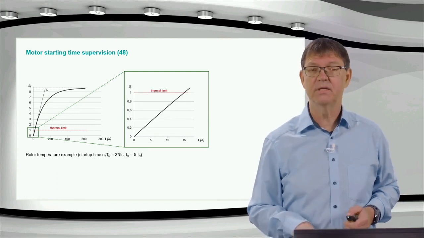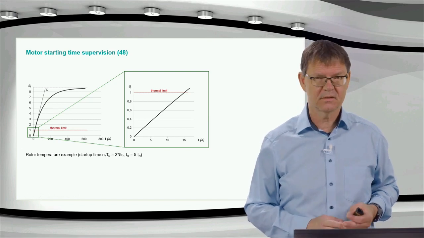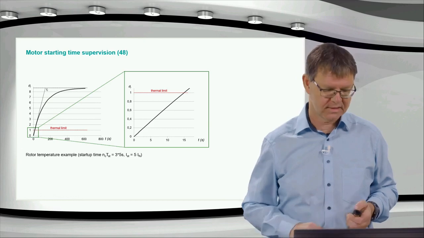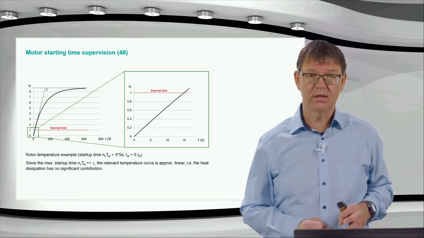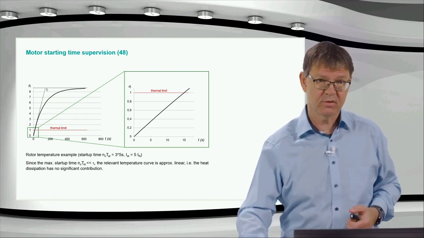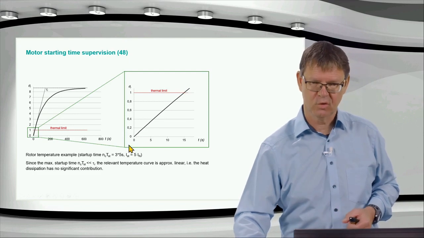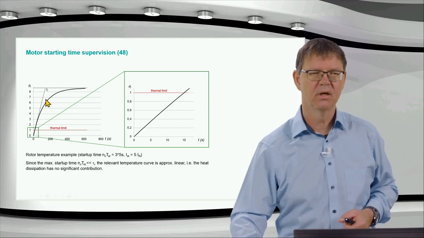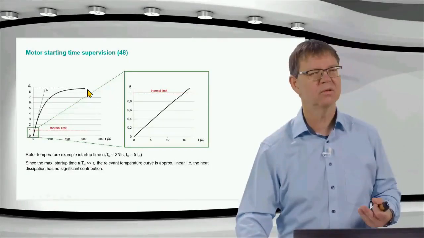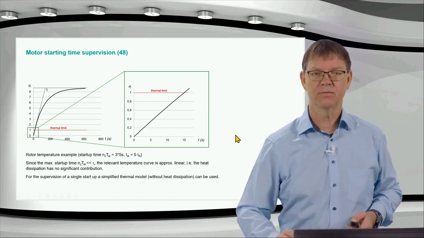If we have a closer look and zoom in, we see this is rather like a straight line. It is a little bit bent already, but almost straight. Therefore, we can simplify this function. It's straight because there's almost no heat dissipation in that short time. The heat dissipation is significant at the end, when the temperature does not go higher anymore. But here, we can neglect this heat dissipation.